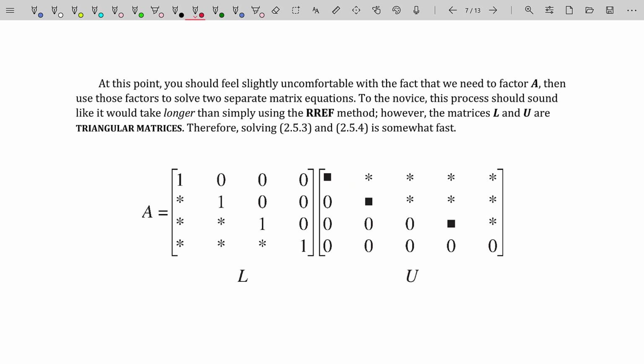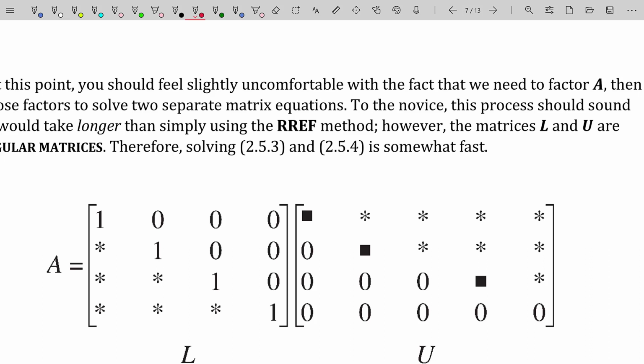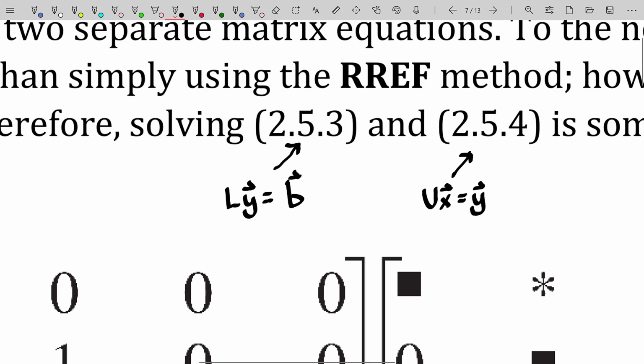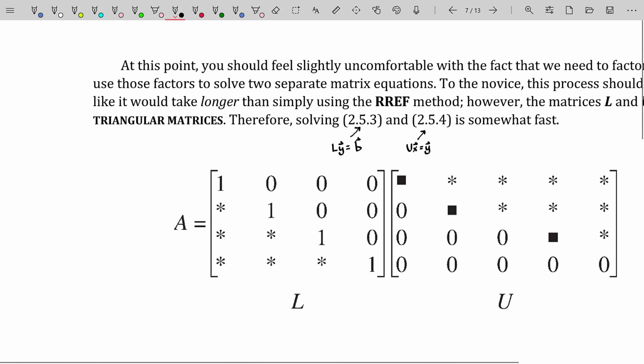So at this point, I'm just reading directly off this because I really want to drive this point home. At this point, you should feel slightly uncomfortable with the fact that we need to factor A and then use those factors to solve two separate matrix equations. To the novice, this process should sound like it would take longer than simply using the reduced row echelon method. However, the matrices L and U are triangular matrices, very special matrices. Therefore, solving 253 and 254, by the way, I didn't actually label 253 and 254, so let me go ahead and label those right now. There we go. Solving those two equations is somewhat fast.